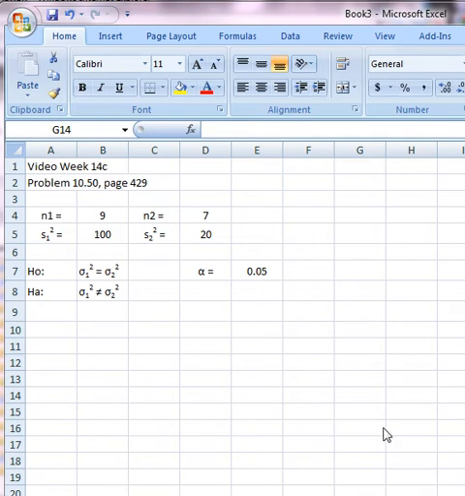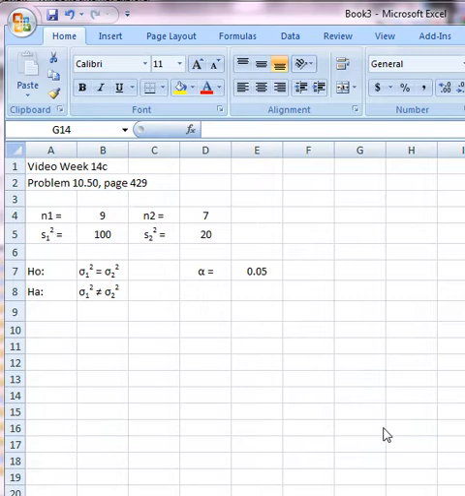Hi everybody, just another quick problem for Chapter 10. This is from Chapter 10, Section 5, where we're testing the question of whether or not the variances of two populations are the same or not.